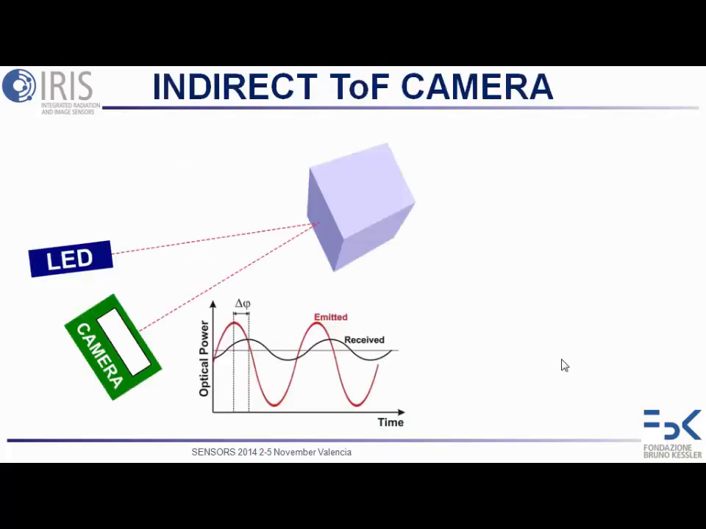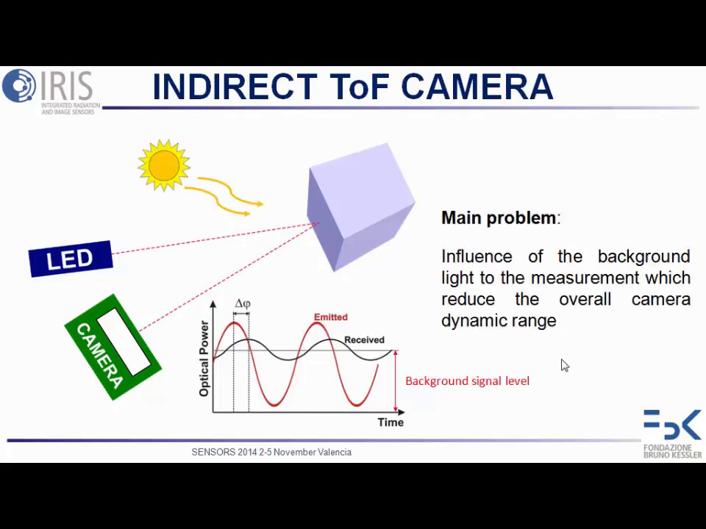So I don't want to spend more words about that. The Professor Charbon showed us before. So the main problem related to this type of cameras is the presence of background light, which can influence the 3D measurement.